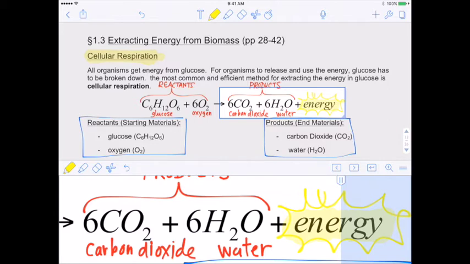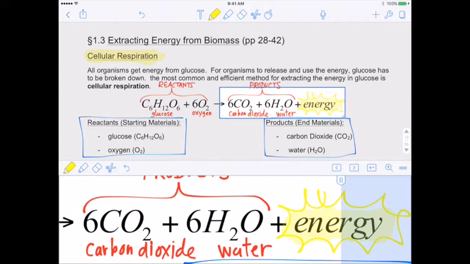So if you exhale, what you're releasing is carbon dioxide, and that carbon dioxide came from cellular respiration inside every single cell of your body. Water is released from our body, water that is produced from cellular respiration, and it's either released through our skin, through perspiration. It could also be released through urination.